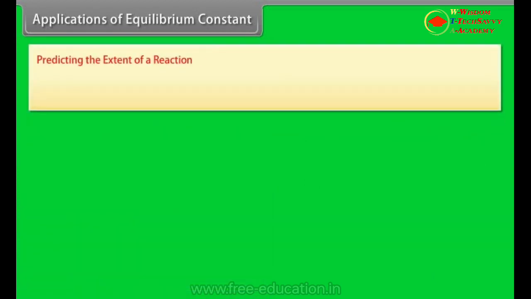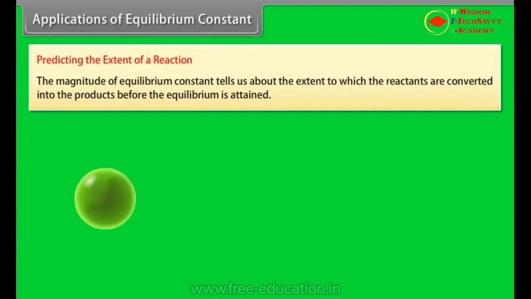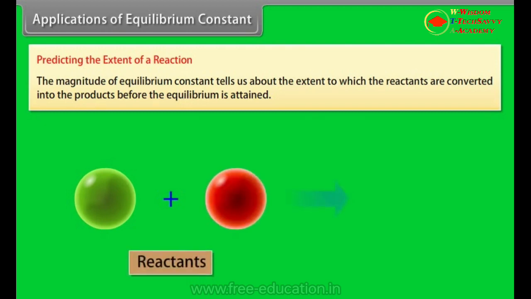Predicting the extent of a reaction. The magnitude of the equilibrium constant tells us about the extent to which the reactants are converted into the products before the equilibrium is attained.